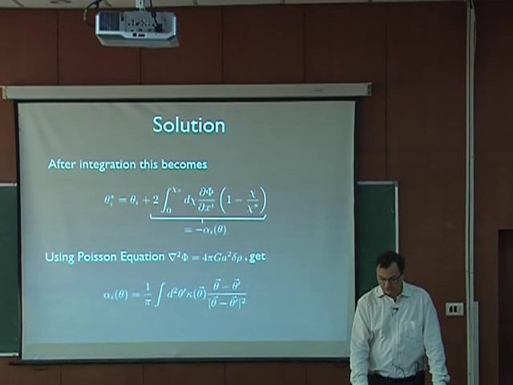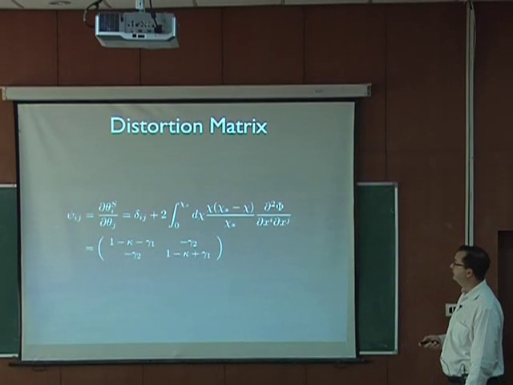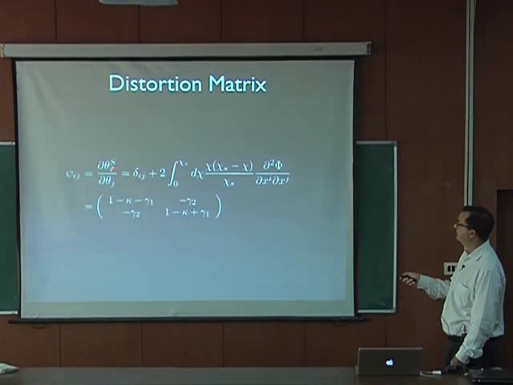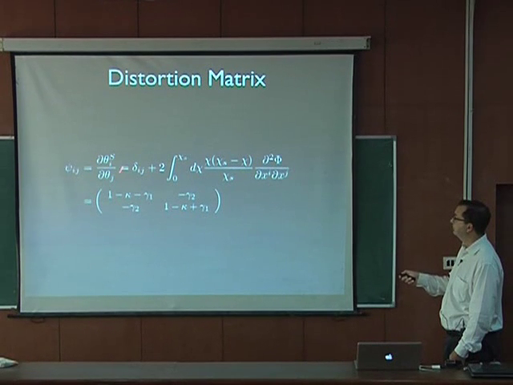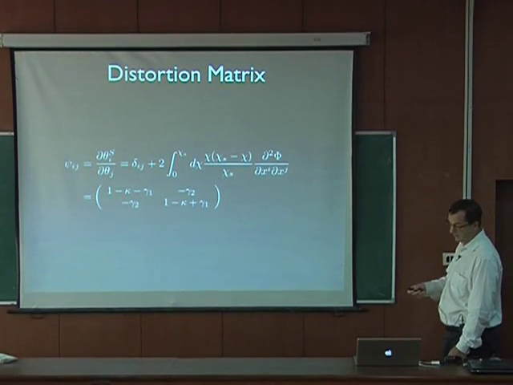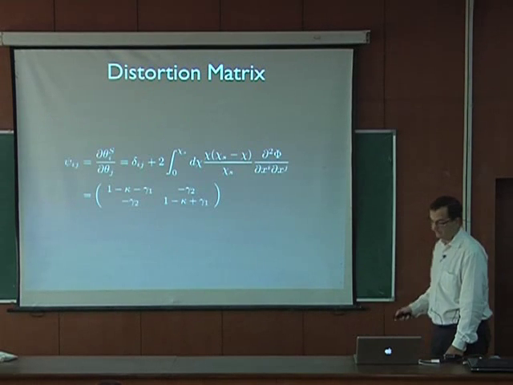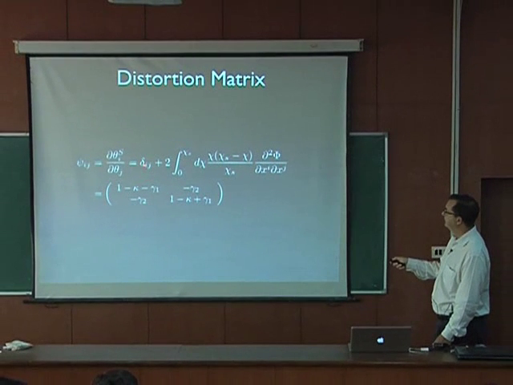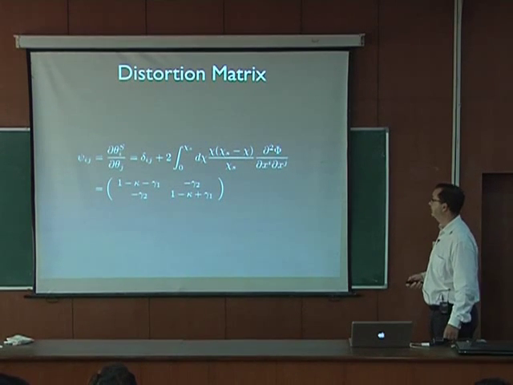But locally, it's convenient to characterize this mapping by what we call the distortion matrix, which is the derivative of the position in the source plane with respect to the position in the image plane. So if you think of a mapping between the two, this is basically the Jacobian of that mapping. And then, using the equation before, you can take a derivative of this, and what you get is this distortion matrix, which we usually call psi ij, equal to the identity matrix minus a term, and this is what characterizes the distortions.